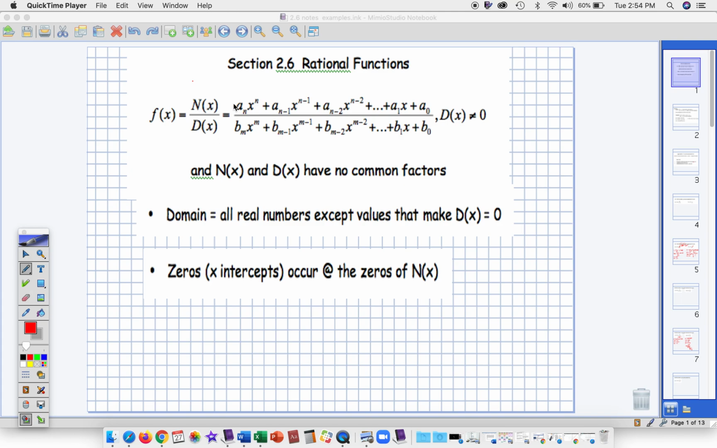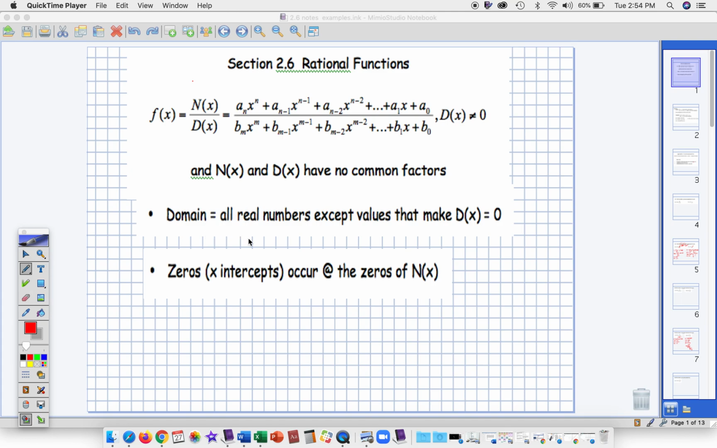N of x represents the numerator. Okay, so we have a polynomial in the numerator, and we have a polynomial in the denominator, which we're calling d of x. And d of x, of course, cannot equal 0. For the rules that we're going to lay out, it's important that n of x and d of x have no common factors.